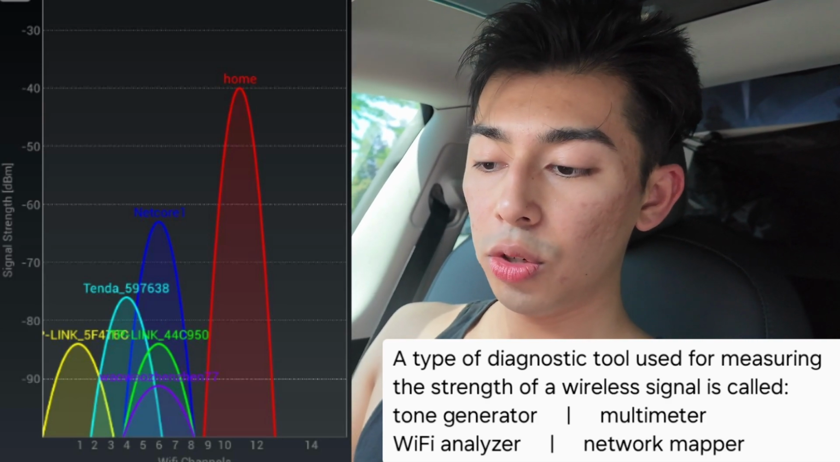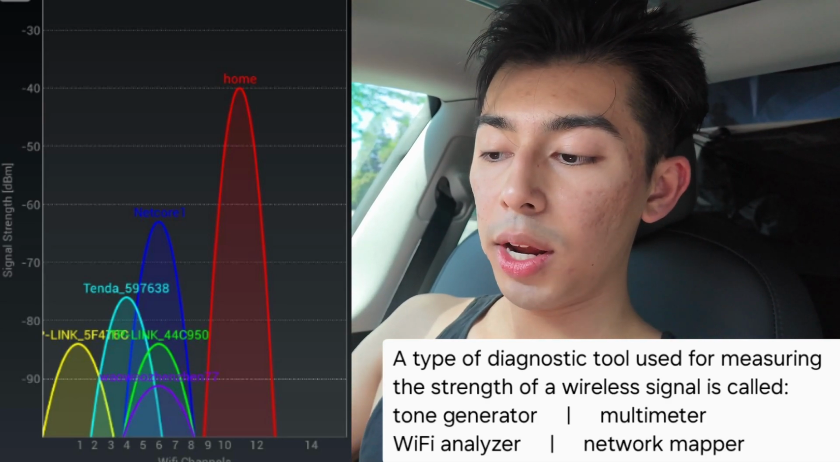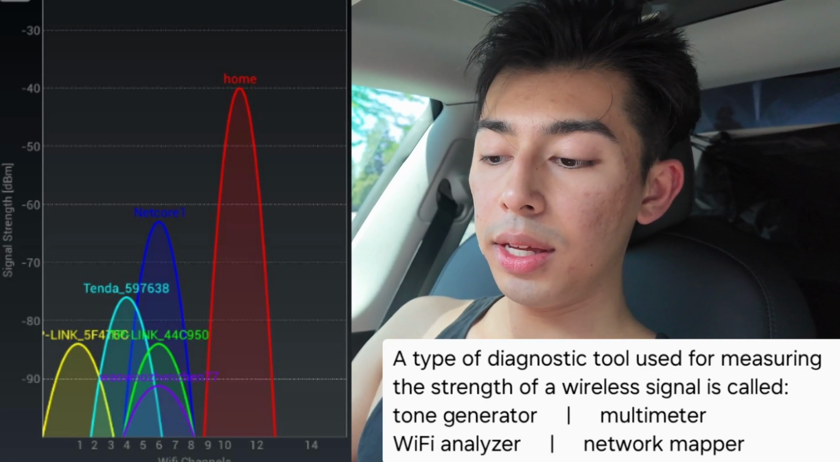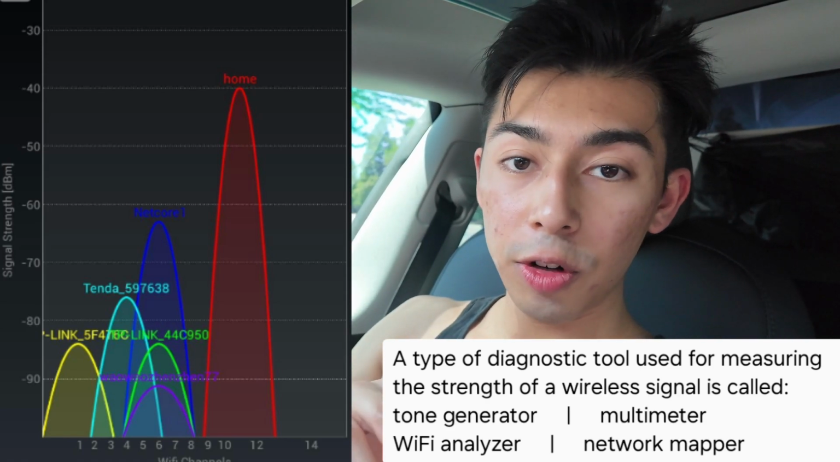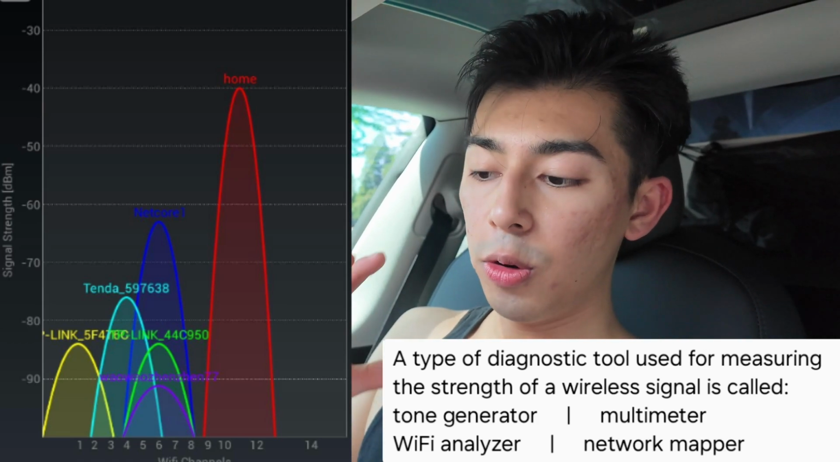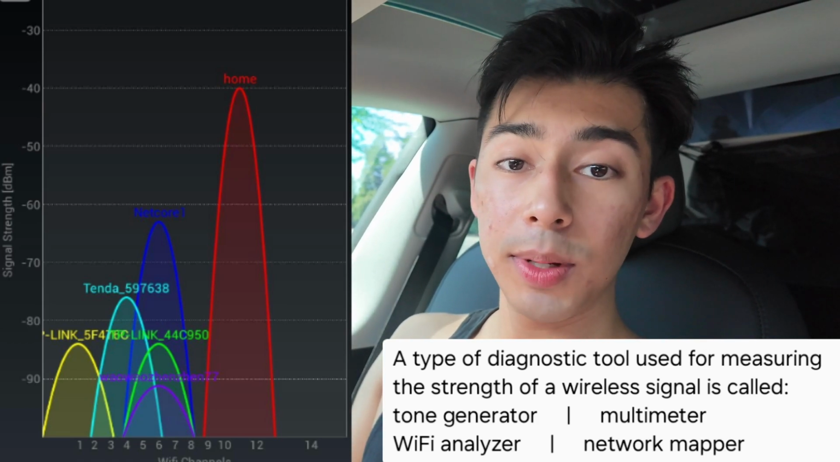So a type of diagnostic tool used for measuring the strength of a wireless signal is a Wi-Fi analyzer. You do this to find good coverage and bad coverage areas, and maybe suggest to the client they get an access point to further better their connectivity in a specific area.